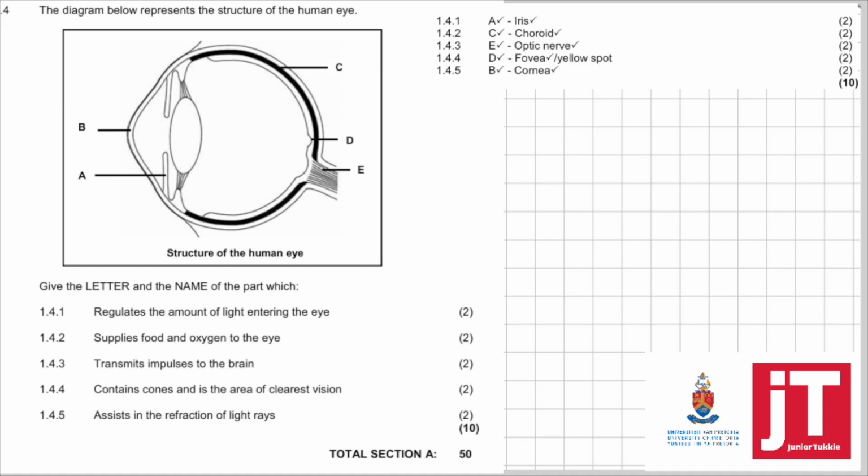144. What contains cones and is the area of the clearest vision? That's D. That's your yellow spot or the fovea. And the last one, the letter and the name of the part which assists in the refraction of light rays. If you look at the structure, there's many structures that help with the refraction, but look at the ones that are labeled. Can you see? Only B is labeled, and that's the cornea. Okay, not too bad at all.